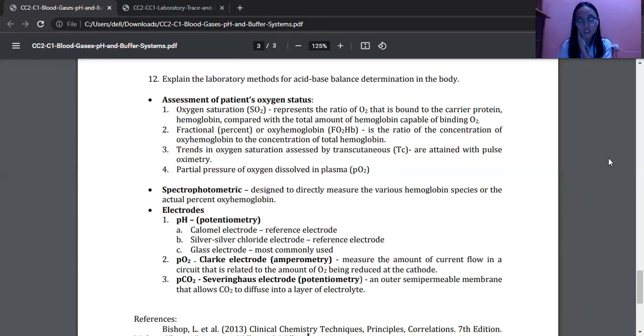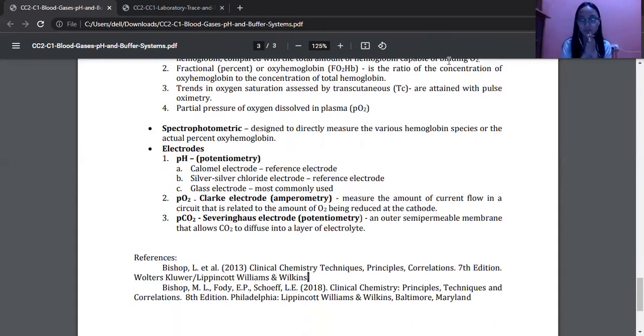For the partial pressure of oxygen, we use the Clark electrode, which measures the amount of current flow in a circuit that is related to the amount of oxygen being reduced at the cathode. And for the partial pressure of carbon dioxide, we use the Severinghaus electrode, which has an outer semi-permeable membrane that allows carbon dioxide to diffuse into a layer of electrolyte. And that's it for the blood gases, pH, and buffer system.